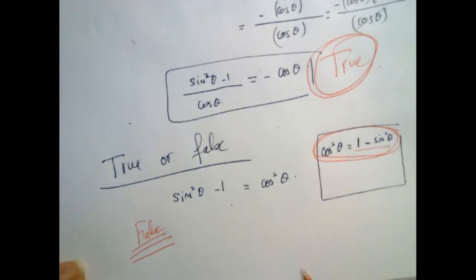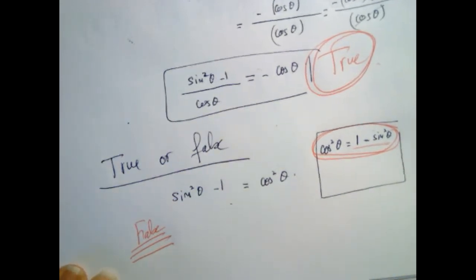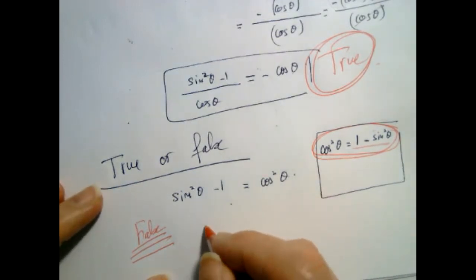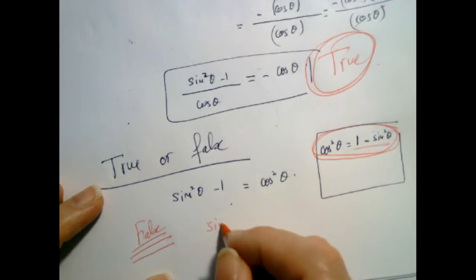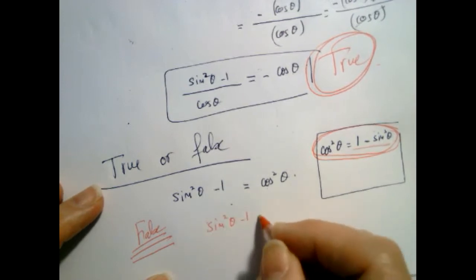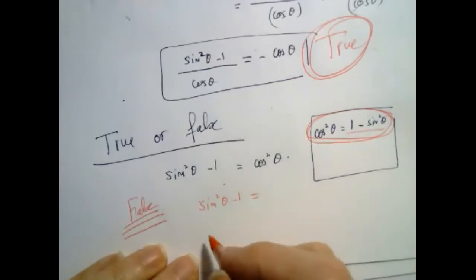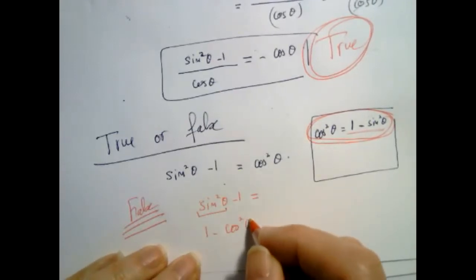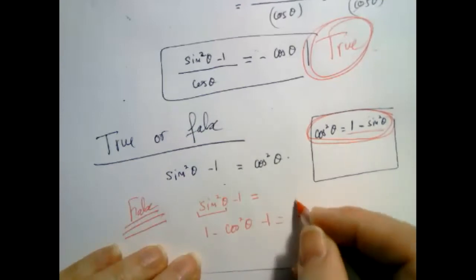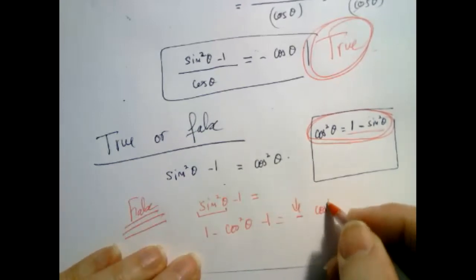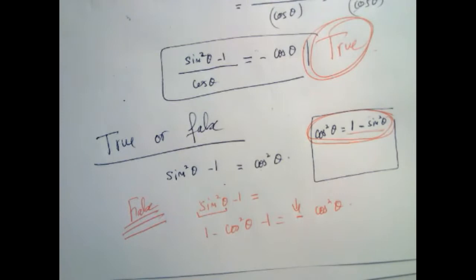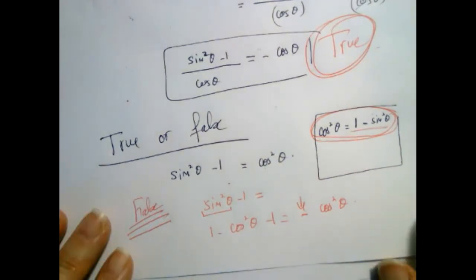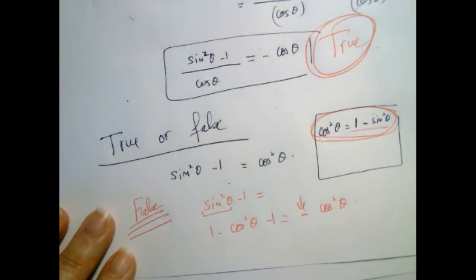That's really what happened. There is a negative sign, absolutely. That negative sign is why you got messed up and told me it's false. So sine square theta minus 1 is actually equal to 1 minus cosine square theta minus 1, which is minus cosine square theta. So the minus plays a role. Absolutely, it plays a role.